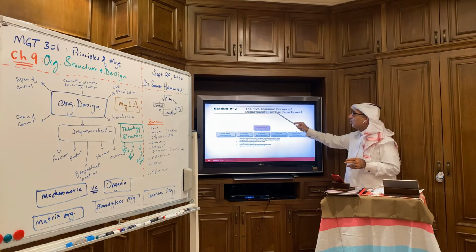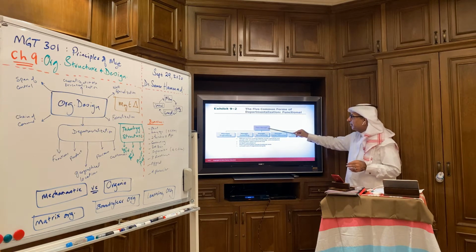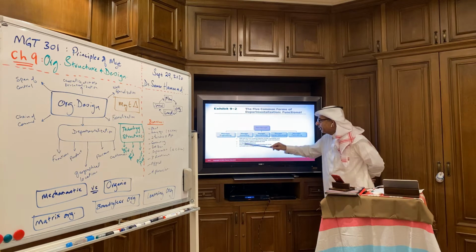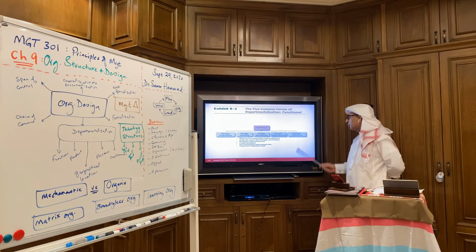The 5 common forms of departmentalization. The first one is functional departmentalization. You have a plant manager, and reporting to him, a manager of engineering, manager of accounting, manager of manufacturing, manager of human resources, and manager of purchasing.